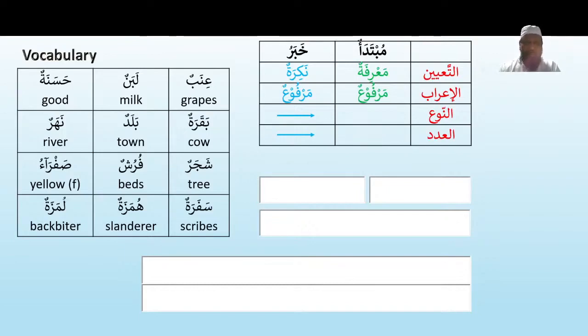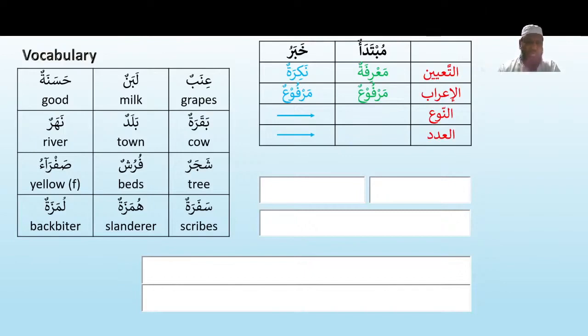Now here we have some vocabulary, and we will make jumla ismiya choosing some of these words. First, these are all Quranic words. We have عنب, grapes; لبن, milk; حسنة; كيد; بقرة, cow; بلد, town; نهر, river; شجر, tree; فرش, beds; صفراء, yellow for female; سفرة, scribes. These are the ambassadors, the angels. Those angels are ordered to write, so they are called safaratun.